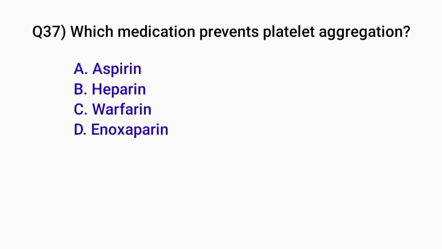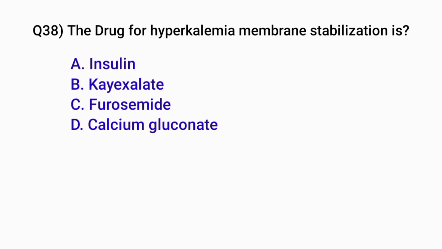Question number 37. Which medication prevents platelet aggregation? Correct option is A, aspirin. Question number 38. The drug for hyperkalemia membrane stabilization is? Correct option is D, calcium gluconate.